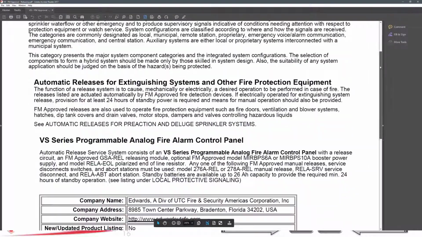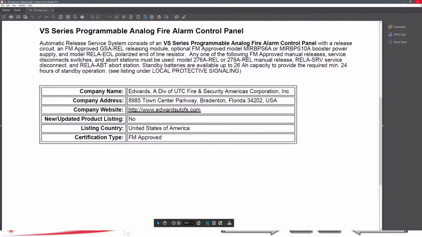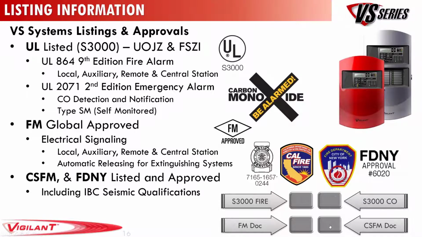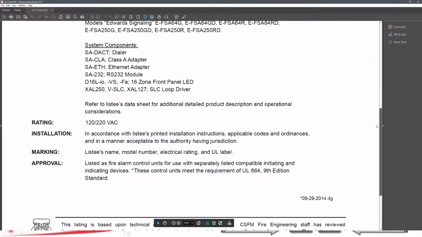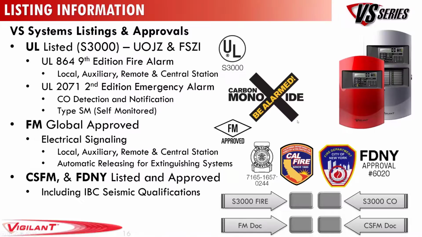If I launch the FM document, this shows information from FM Approvals that the VS series is listed for use as an authorized FM control unit, and then likewise approval from the California State Fire Marshal's office. So I've always found that these quick launches were indispensable to me in substantiating what exactly I was talking about. It gives me more credibility as an instructor when I can give proof, tangible evidence of everything that I'm talking about, and the best way I know how to do that is from the technical documentation, which is indeed a part of the listing process.